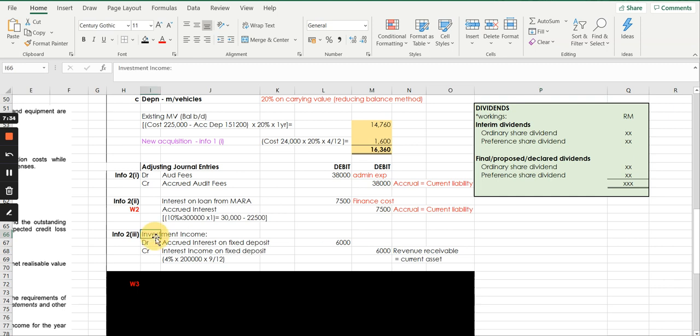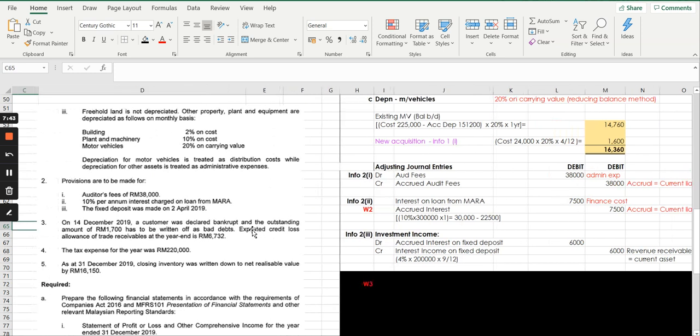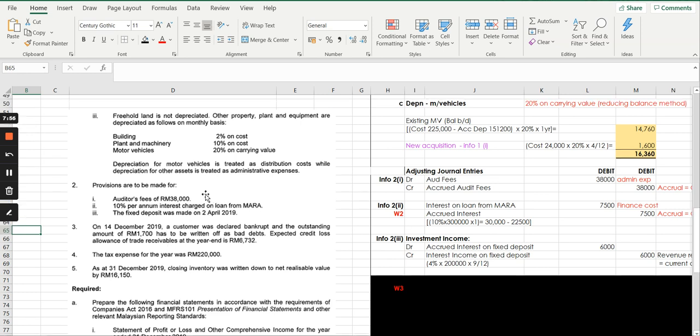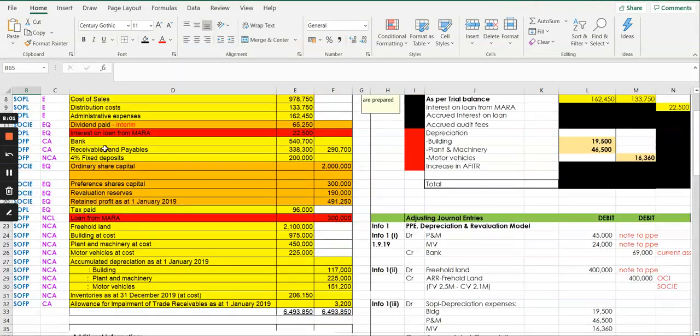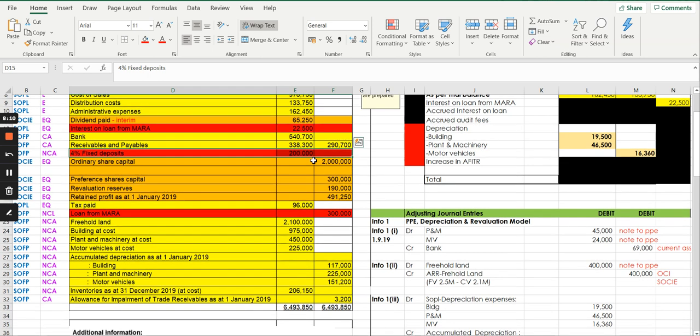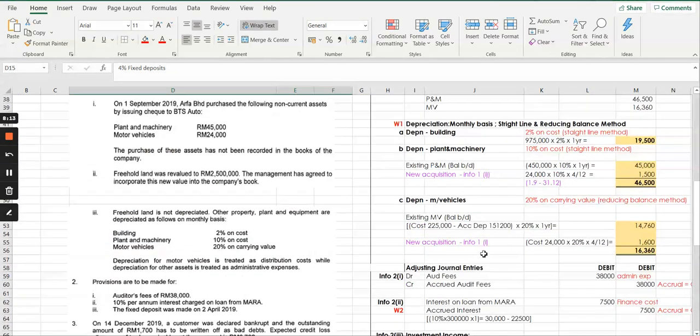Then there's another one regarding investment income. This is related to information number 3, the fixed deposit that we made. When we made the fixed deposit, we are entitled to an income from our investment, which is interest income. The interest on fixed deposit was 4% given here. So 4% of 200,000 is 8,000, meaning that per year you should have got 8,000.